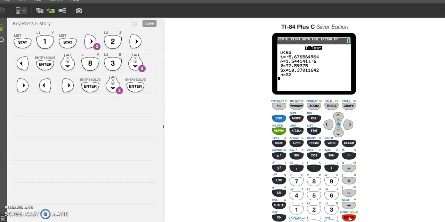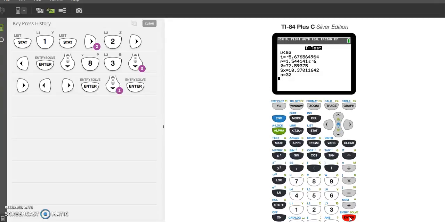And then you see, first of all, your claim that mu is less than 83 kilograms. T is the test statistic, and in this case it is negative 5.677 if you round it to 3 decimal places. The p-value here we see is 1.54, but it says E-6. That is scientific notation. So this really means that the p-value is 0.0000 if you round it to 4 decimal places.